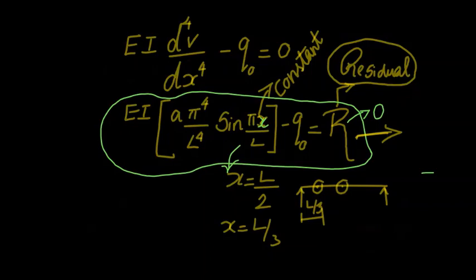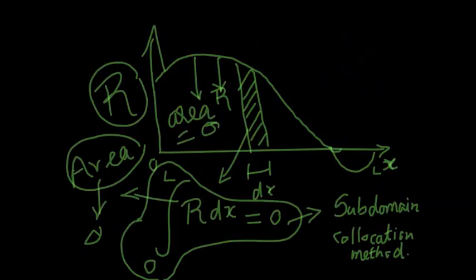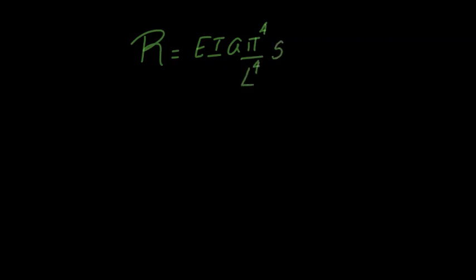Now in this particular equation, maybe I will take a fresh page and I will write that equation for you. So here we go. The equation for residual is r is equal to EI into A into pi raised to the power 4 over L to the power 4 into sine pi x over L minus q naught. So that is the residual.